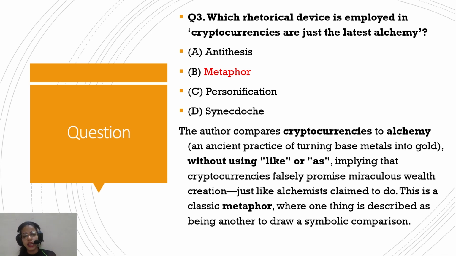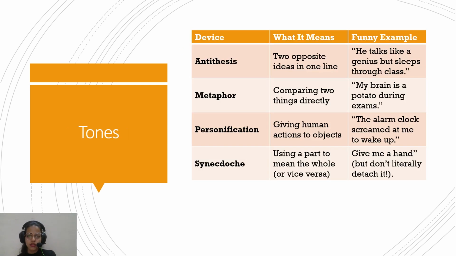So well, is it antithesis? Is it a metaphor? Is it personification? Or is it synecdoche? So let's first see what each of these devices are. Antithesis is anti and thesis. So the word anti gives some sort of sense of opposite. So when two opposite ideas are combined in one line, it is an antithesis. For example, he talks like a genius but sleeps through the class.